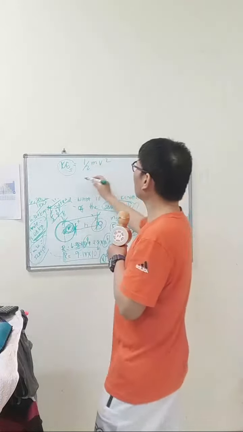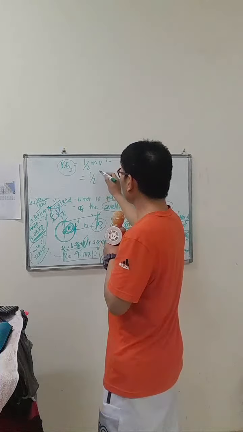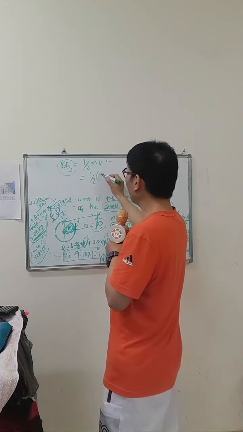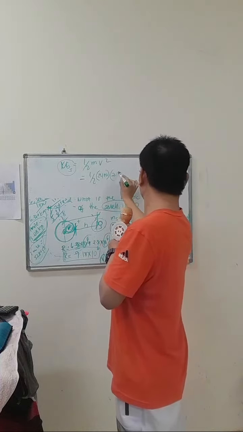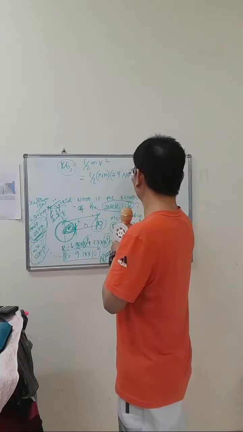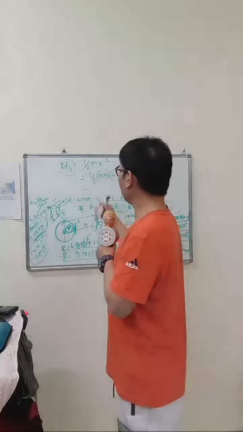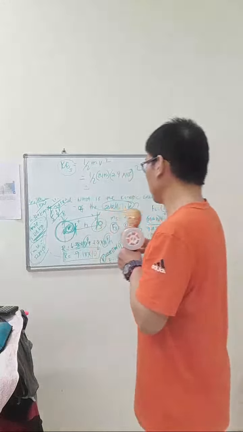So 1/2, then the mass of the satellite is 2,400. Then the velocity of the satellite is 2.4, which we already got, times 10 to the 7 meter per second to the power 2. And your kinetic energy will be how much?